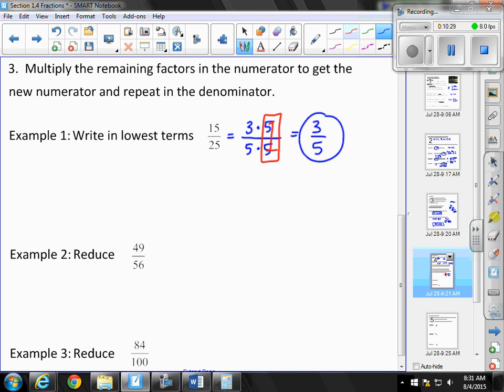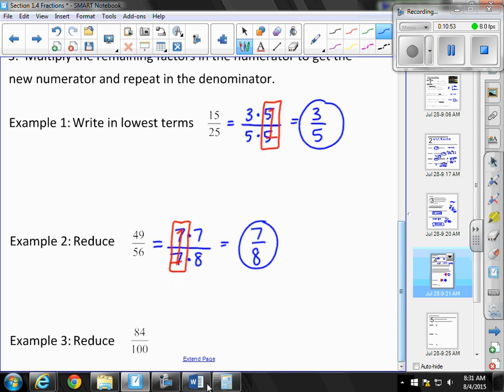We'll do the same with 49 and 56. 49 is 7 times 7. 56 is 7 times 8. I look for those pairs that are common, one factor in the numerator with one factor in the denominator, and I replace with 1. What I'm left with in this example is 7 divided by 8.